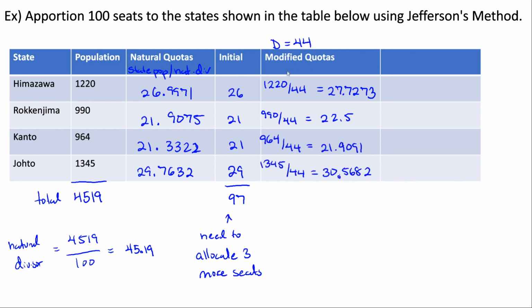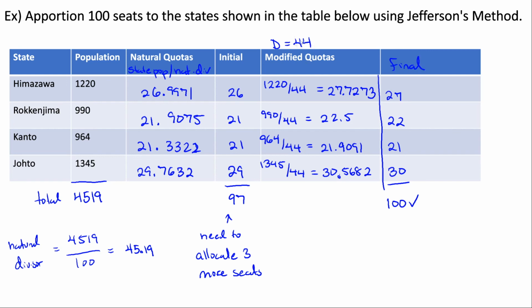So we've divided each state population by 44, and we've obtained the following modified state quotas. Now we'll round each modified quota down and see if it sums to the correct house size. So we end up here rounding down to 27, round down to 22, down to 21, and down to 30. When we add all of these together, we end up getting 100, which sums to the correct house size, so this will be our final allocation.